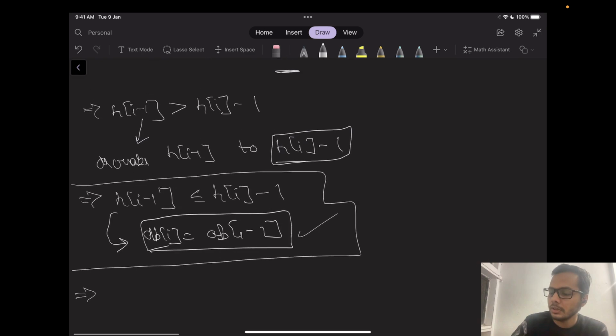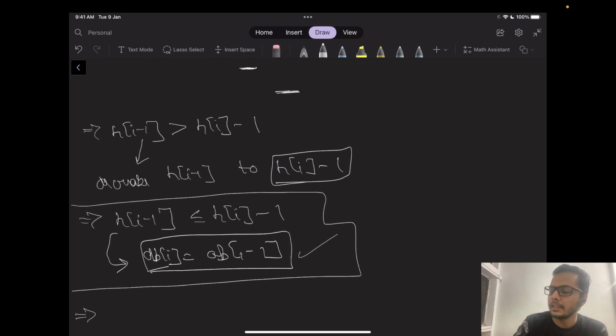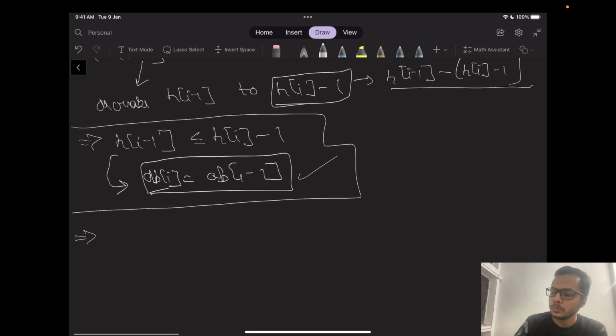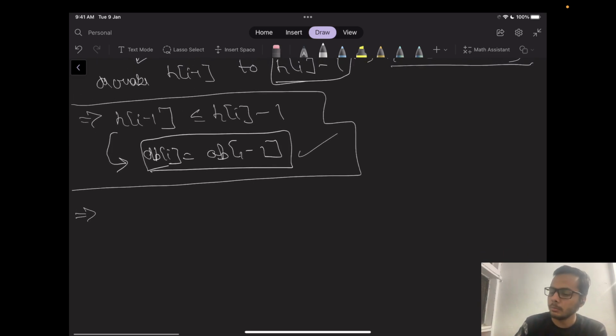So in the first case, we saw that if h of i minus 1 was greater than h of i minus 1, then we will just convert h of i minus 1 to h of i minus 1. And the number of operations that it will take is h of i minus 1 minus h of i minus 1. Okay, these many operations it's going to take. So now let's focus on i minus 2.